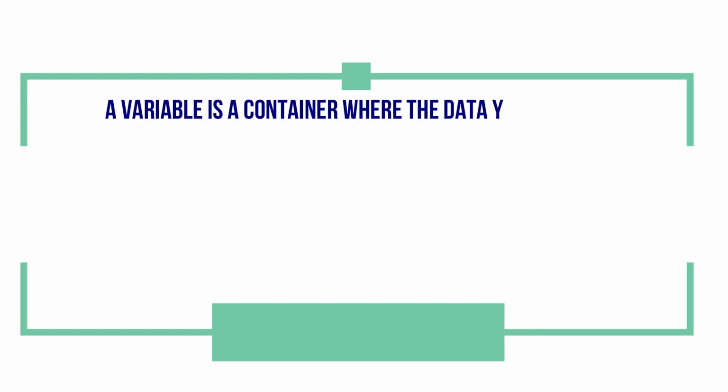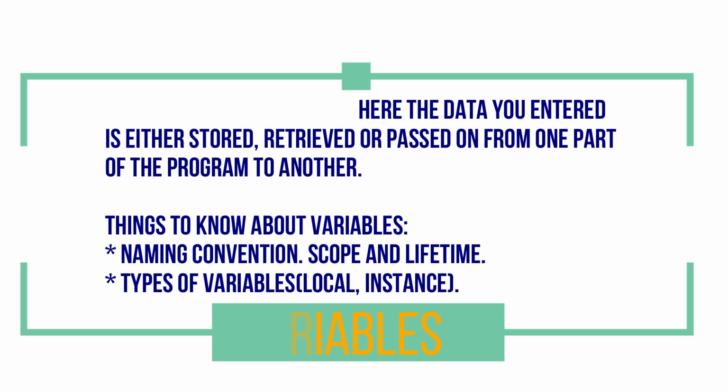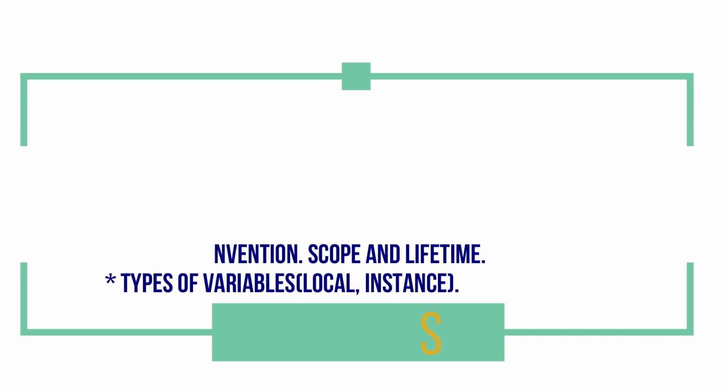Let me say it again. A variable is like a container where the data you entered is either stored, retrieved, or passed on from one part of the program to another. Guys, when we are talking about a variable, it's what we use to create a space in the memory of your computer where your values are being stored. It's like a location in the memory of your computer. And there are things to know about variables.